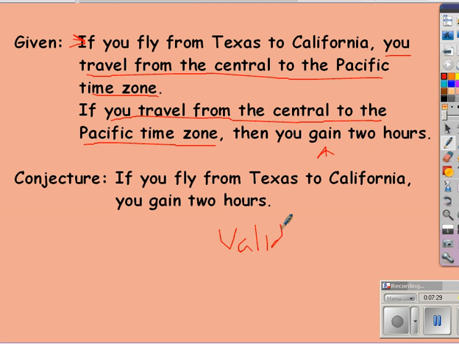That's how the law of syllogism works. It takes a lot of practice, takes a little bit of time to get used to it. So, yeah, good luck.